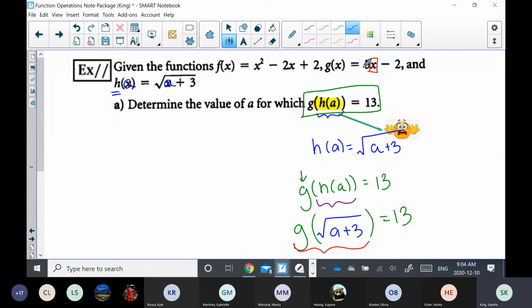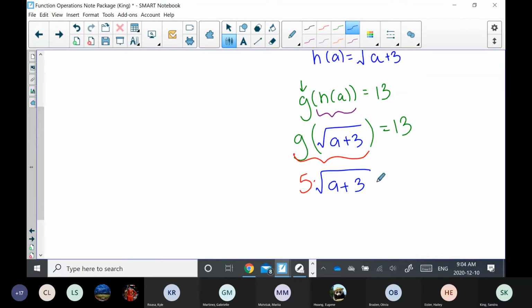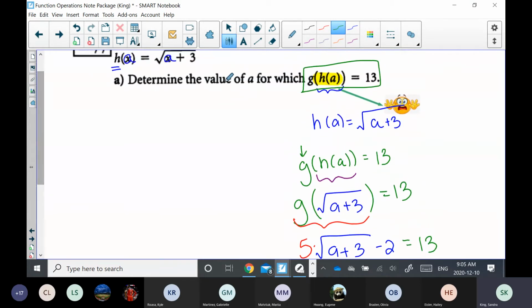So don't forget, in our g function, we write the entire function, and we just take out the x and put in our inner function. So I've got to include that minus 2. And this was all equal to 13. So this is what we have. And what the question actually says is determine the value of a.